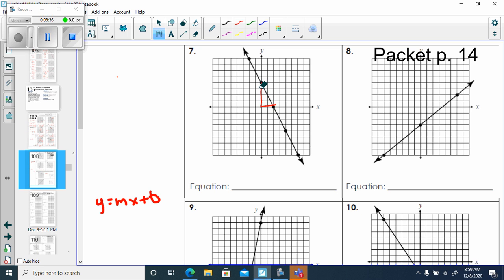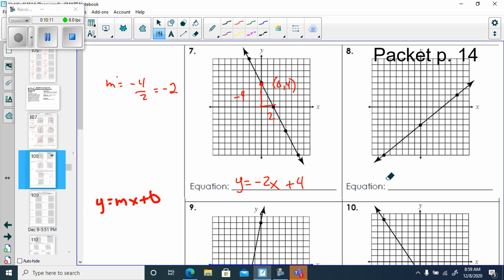To get from here to here, I went down 1, 2, 3, 4, down 4, and right 2. So my slope is negative 4 divided by 2. Negative 4 divided by 2 is negative 2. My m is negative 2. Okay, so y is equal to negative 2x. What's my b? My b is where this line crosses the y-axis. That is actually at 1, 2, 3, 4. Negative 2x plus 4. Because this point is at 0, 4.